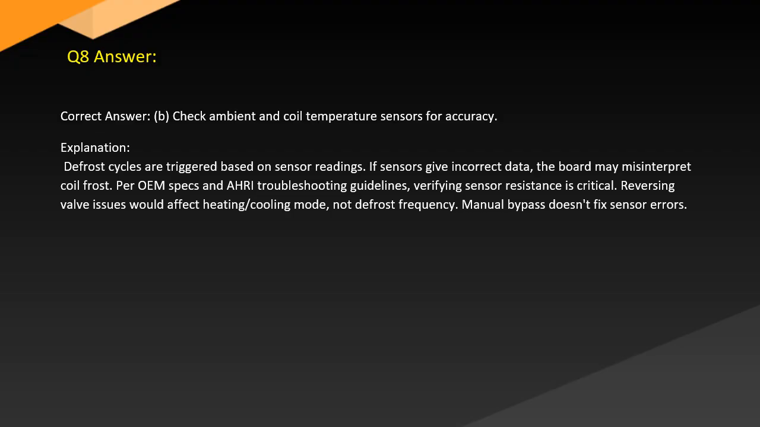Answer. Correct answer: B. Check ambient and coil temperature sensors for accuracy. Explanation: defrost cycles are triggered based on sensor readings. If sensors give incorrect data, the board may misinterpret coil frost. Per OEM specs and RSES troubleshooting guidelines, verifying sensor resistance is critical. Reversing valve issues would affect heating or cooling mode, not defrost frequency. Manual bypass doesn't fix sensor errors.